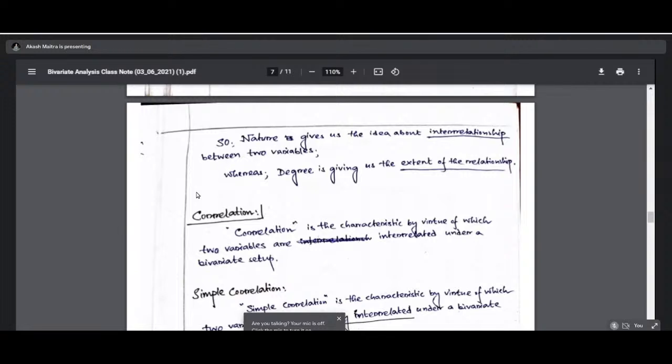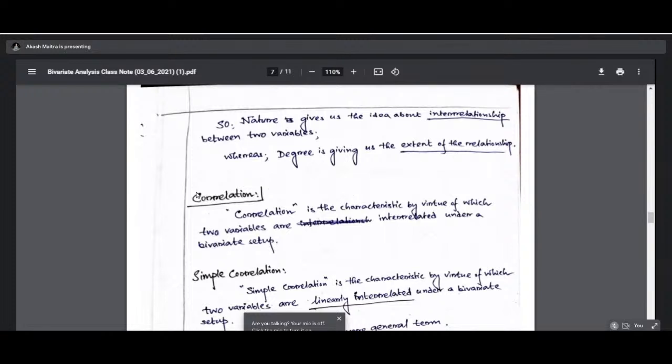Now I am considering the correlation part. Correlation. What do you mean by correlation? Correlation is the characteristic by virtue of which two variables are interrelated under a bivariate setup. That is, I have two data points like x and y, or height and weight, marks in mathematics, marks in statistics, etc. So correlation is the measurement which measures the interrelationship between two variables x and y.